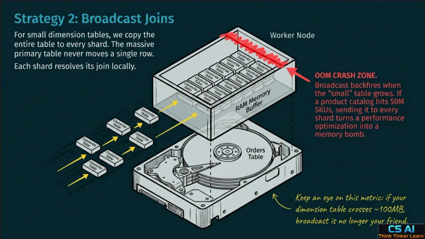Second, broadcast joins. If you have a small dimension table, like a list of countries, copy the entire table to every shard. Now every shard can resolve its join locally without moving a single row from its massive fact table. Just watch your memory usage. If that small table grows over 100 MB, you're turning a performance optimization into a memory bomb.